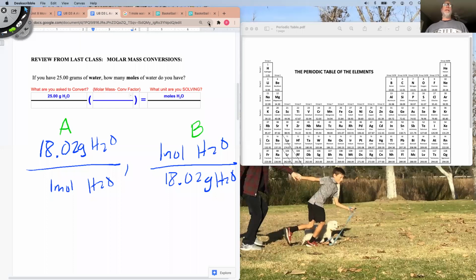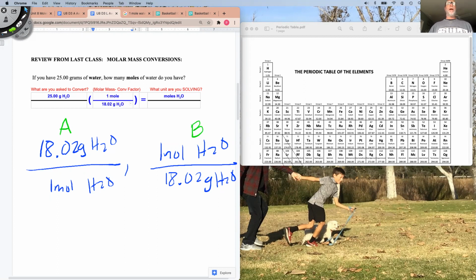I just quickly put this up here. This is ratio A, 18.02 grams of water for every 1 mole of water. This is ratio B, 1 mole of water for every 18.02 grams of water. Which one of those ratios will we use? That's right, we're going to use ratio B. We're going to put 18.02 grams of water on the bottom. Why? Because we want to cancel out the grams of water. And on the top, we'll put 1 mole of water.